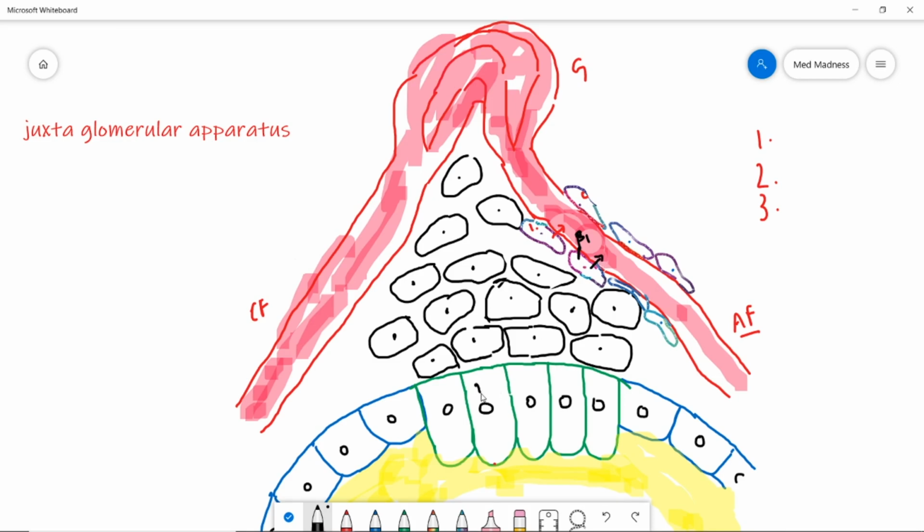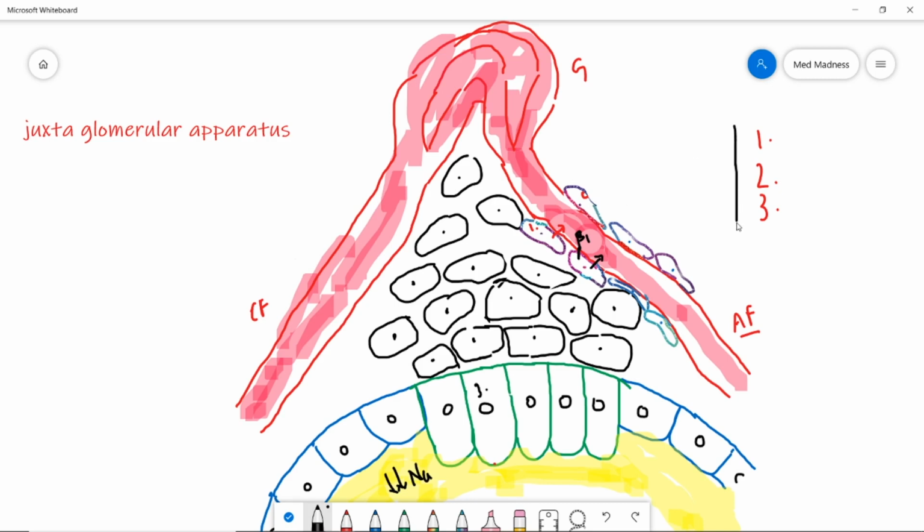Number 3, coming on to the macula densa cells. When there is low blood pressure, most of the sodium is reabsorbed in the proximal convoluted tubule. So, the macula densa cells sense this low sodium in the DCT. Now, the macula densa cells stimulate the JG cells to secrete renin into the circulation.